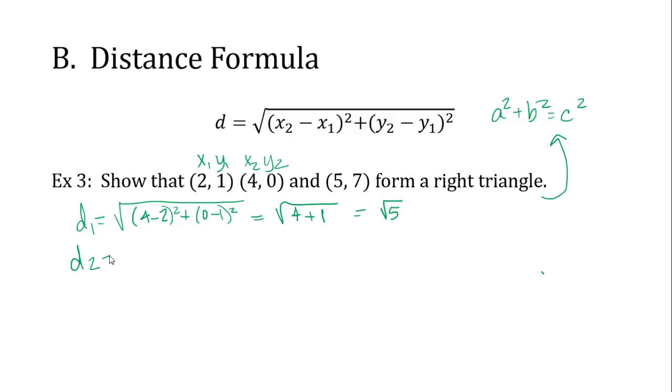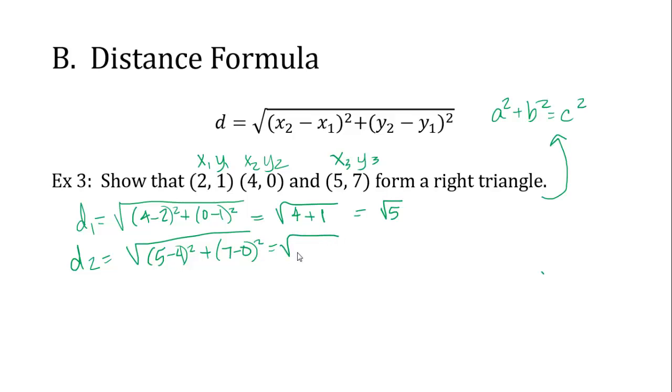Now, distance 2. I'm going to take the second point and the third point and do the same thing. This is the second and this is the first. Okay? Subtract the x's, I'm sorry. 5 minus 4 squared plus 7 minus 0 squared.